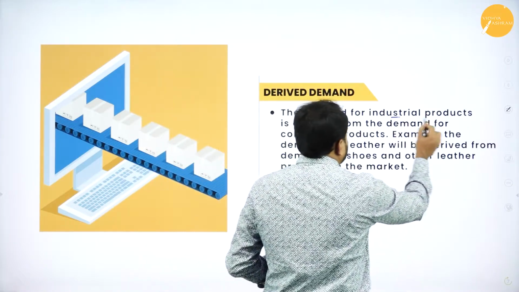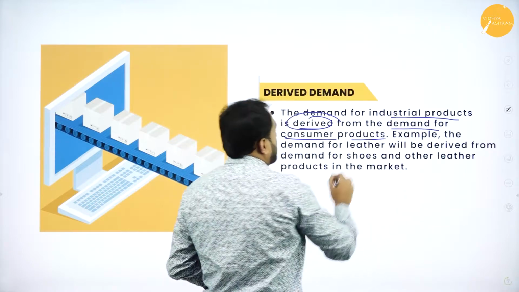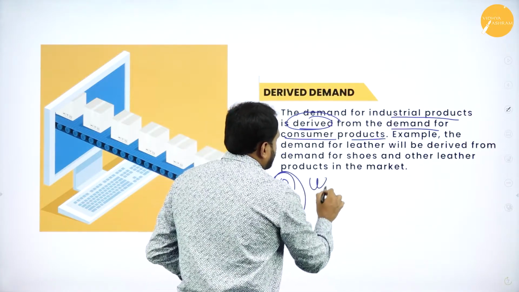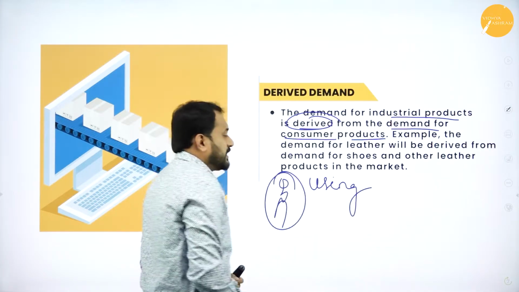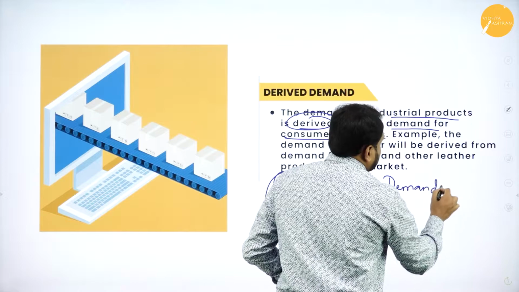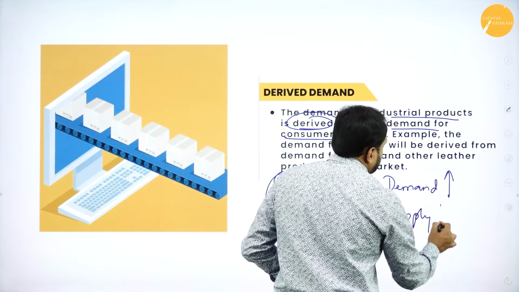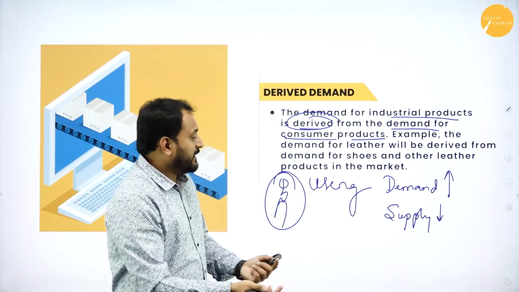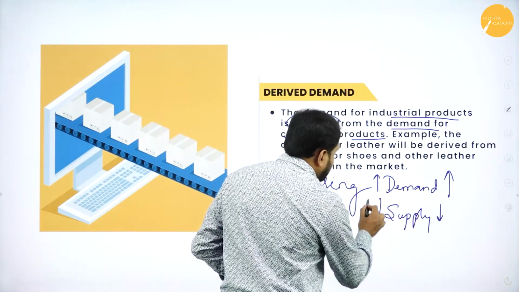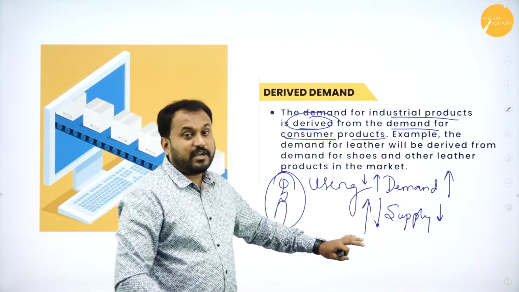The demand for industrial products is derived from the demand for consumer products. Now understand, the more the consumers are using it, there is a demand. When there is a demand, you need to know that the supply is always less. The supply will come down. Or vice versa: supply is less, that's why the demand is more. Or if supply is more, then demand will be less. So this is the general common sense of geographical concentration.